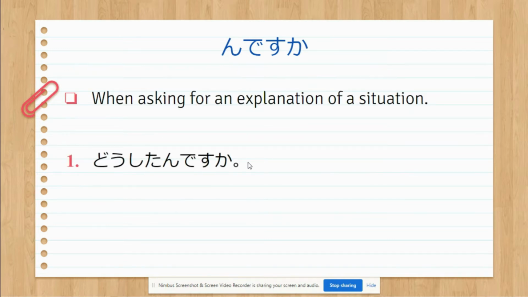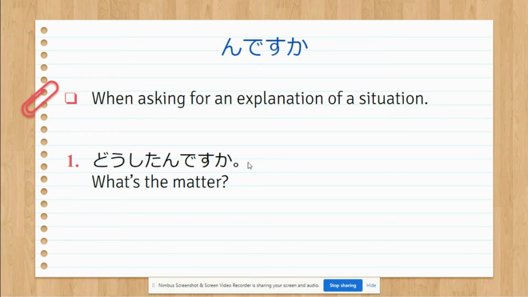Lastly, you use it when asking for an explanation of a situation. You are requiring an explanation. どうしたんですか？ What's the matter? So in this kind of question, you can definitely use en desu ka. We have the four different uses of en desu ka.